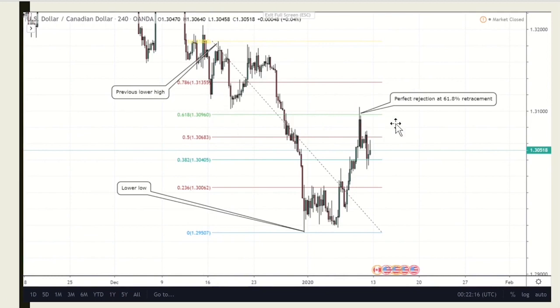Because you have two nice little candles here, and you have a perfect 4-hour rejection off the 61.8% retracement, and you see price already moving down. It's likely there might be a little bit of resistance around this level before pushing further down, but that's the case. And here you actually have tweezer tops there before making an even further push down.